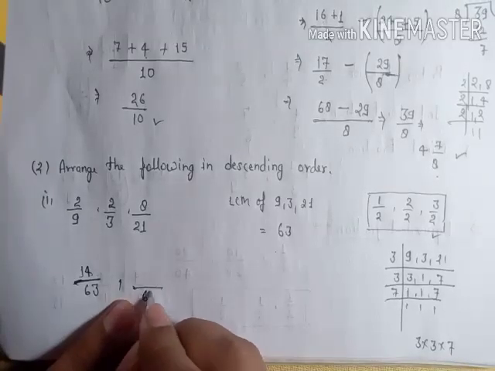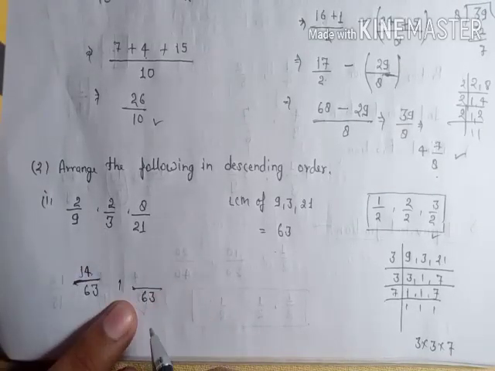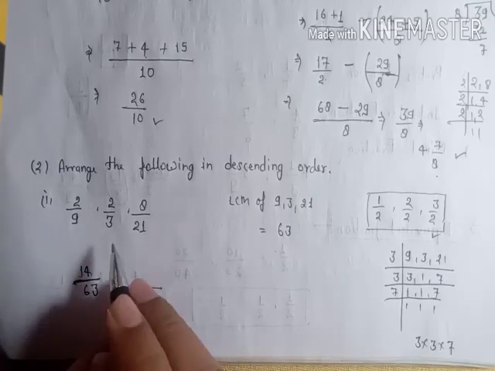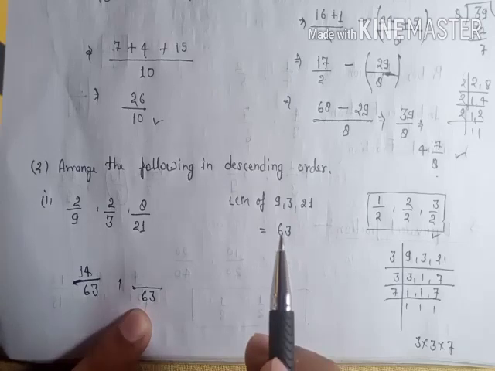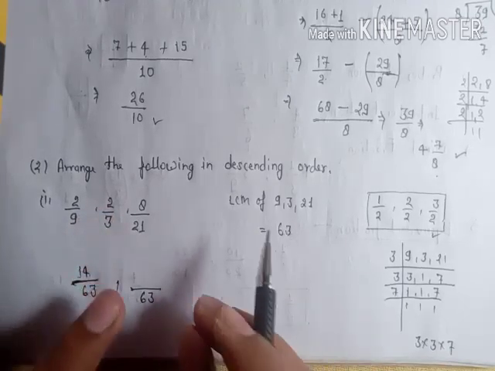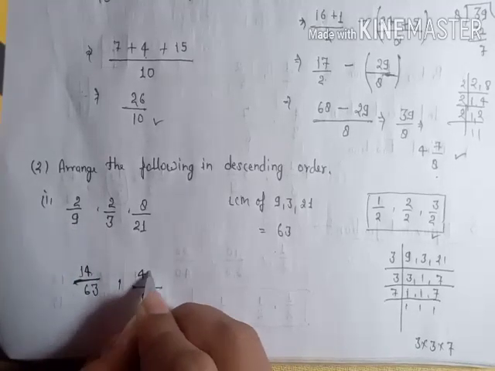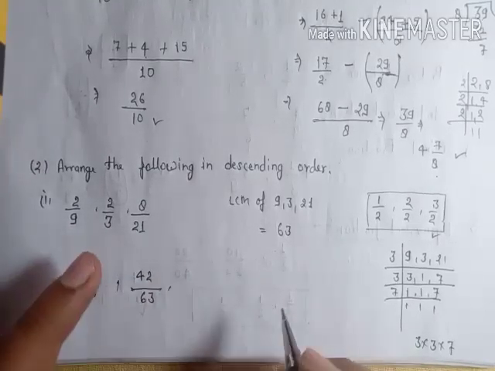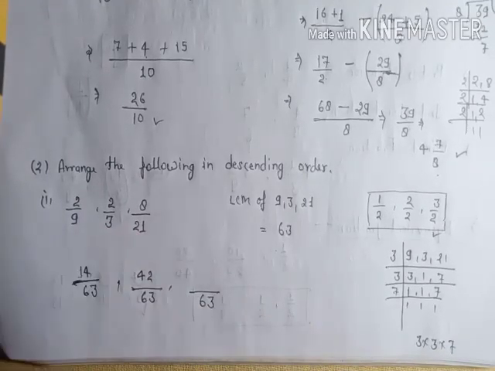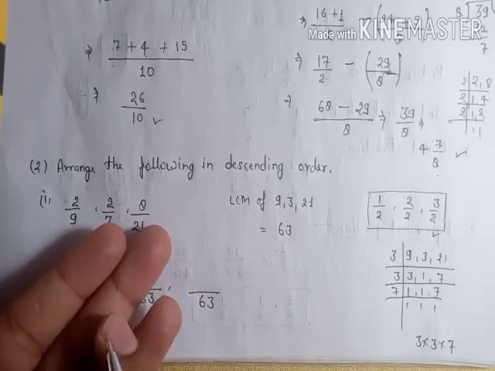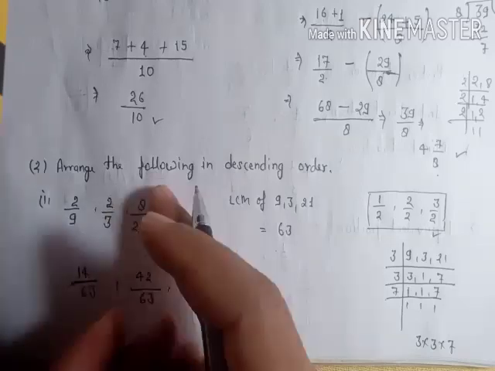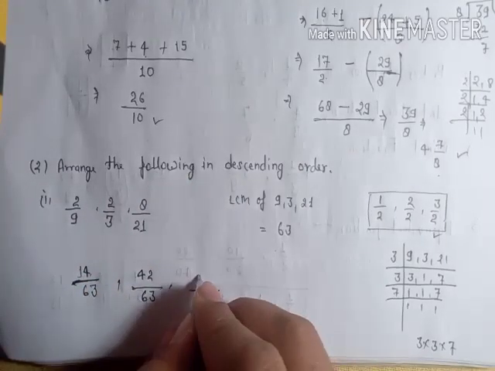And write here 63 again for the second fraction, 3 and this is 21. When you divide this 63 by 3, you will get 21 as your quotient. Now multiply this quotient by this numerator. 21 2s are 42. Okay. Now again write 63, 21 3s are 63 and your quotient is 3 this time. Multiply this quotient in the numerator of the third fraction, that is 8. So 8 3s are 24.